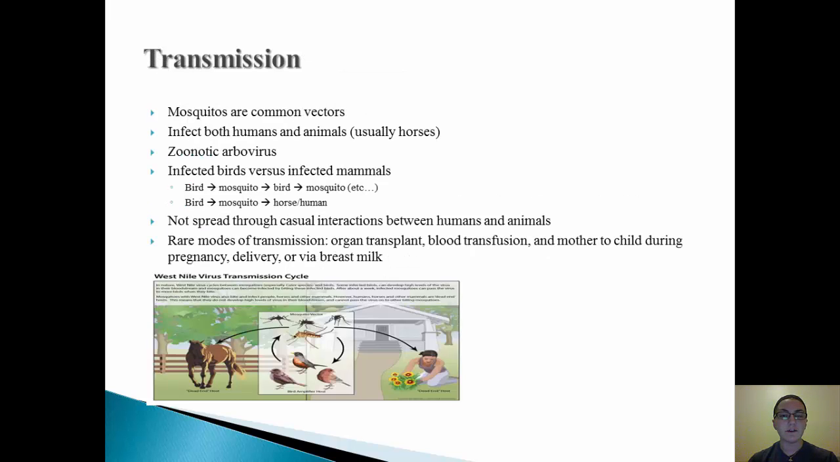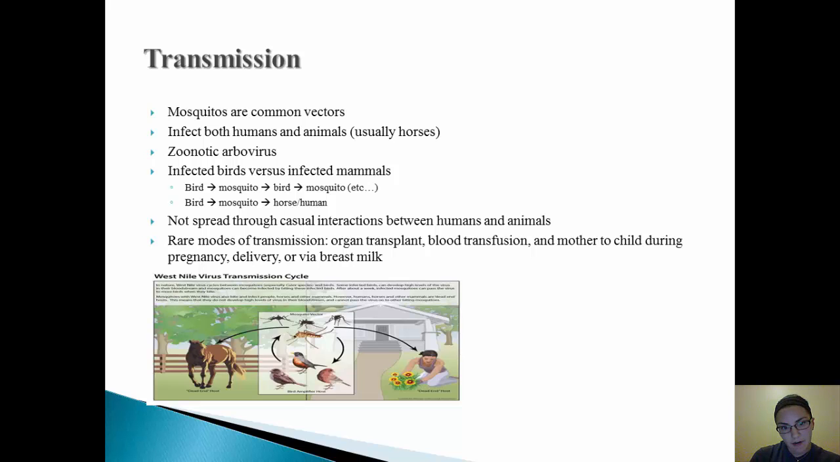I thought that the transmission of the West Nile virus was very interesting. Mosquitoes are the common vectors, but ticks can occasionally be vectors for transmission. These mosquitoes will infect both humans and animals, but the animals are usually horses. Since arthropods, namely mosquitoes, can be the vectors for transmission, this virus is categorized as an arbovirus. Since the mosquitoes can infect a human, the virus will be known as a zoonotic virus because it can go from an animal to a human through transmission.